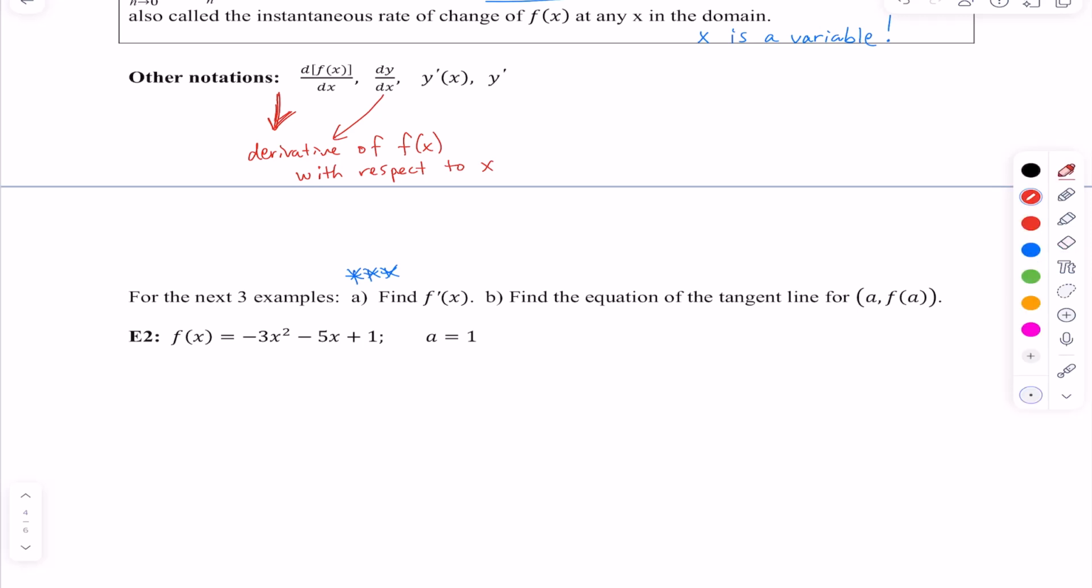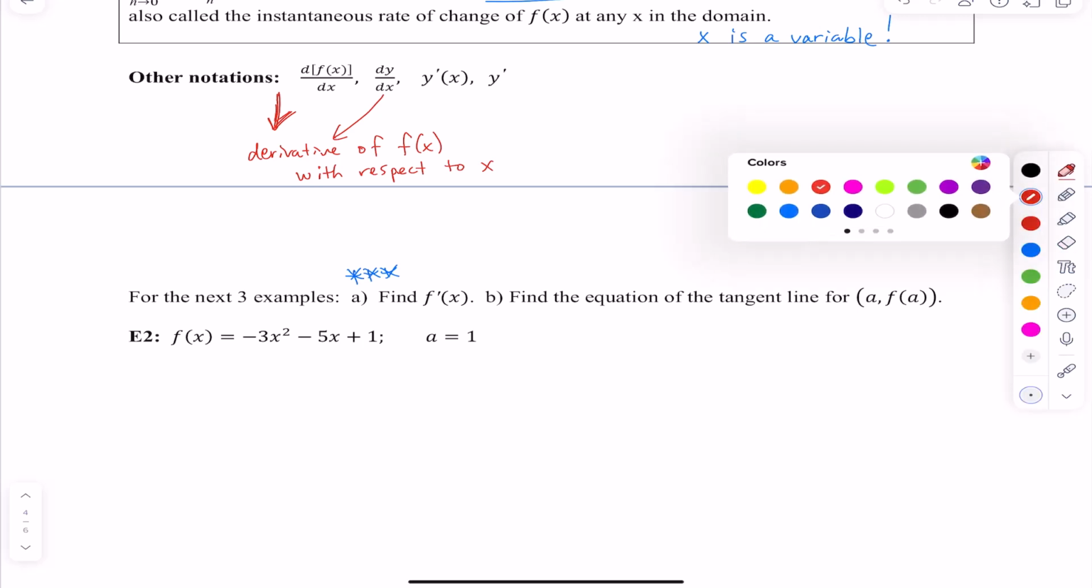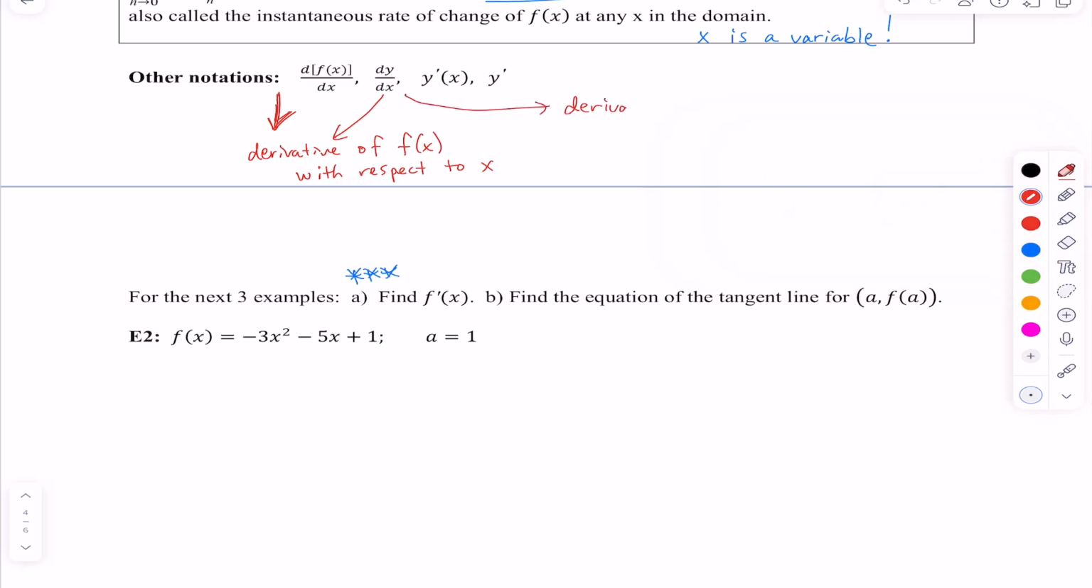Well, specifically here, I should clarify this. This is actually the derivative of y with respect to x. So the derivative of y with respect to x. Make sure you understand how to read that. This one is read the same way, believe it or not, and this one is read the same way. So the last three notations there can be read the same way. They're all derivative of y with respect to x. And the first one there just says the derivative of f of x with respect to x.